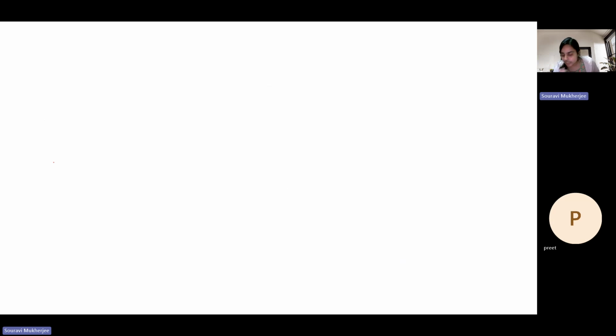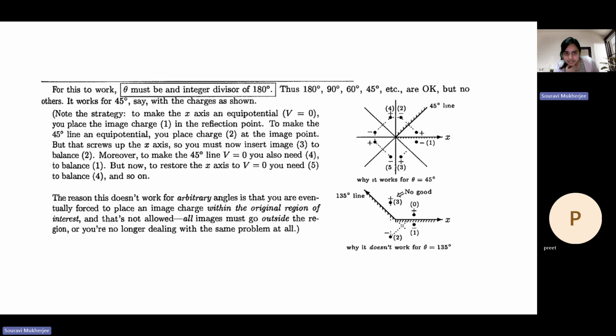Okay. So for what angles will it work? It will basically work for angles which are integer divisors of 180. Something like 180, 90, 60, 45, it will work for all of them, but it will not work for 135 or those kinds of angles, because there you will be bringing charges in the region of interest, which is not possible, which is not correct. Okay. Is it clear?